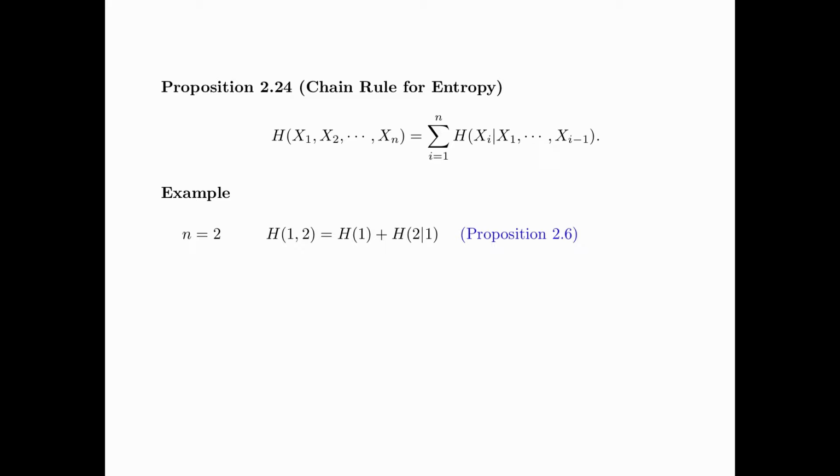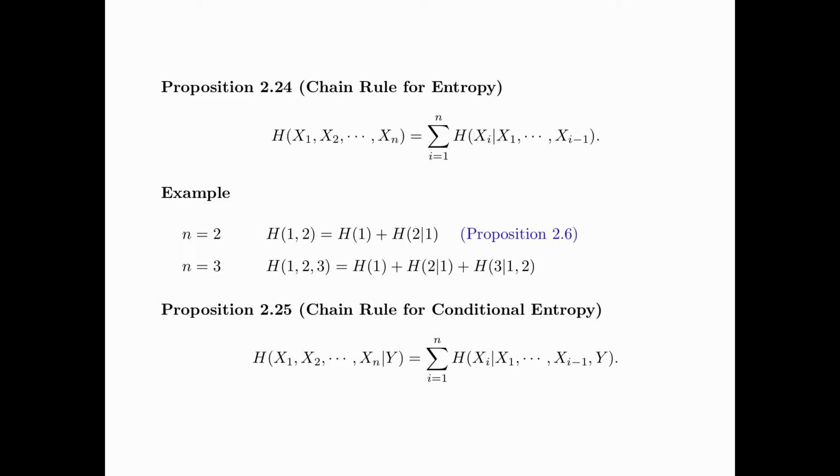As an illustration, we look at some examples. First, for n equals 2, the chain rule says that the entropy of X1, X2 is equal to the entropy of X1 plus the entropy of X2 given X1. This is just Proposition 2.6 that we have seen before. For n equals 3, it says that the entropy of X1, X2, X3 is equal to the entropy of X1 plus the entropy of X2 conditioning on X1 plus the entropy of X3 conditioning on X1 and X2.